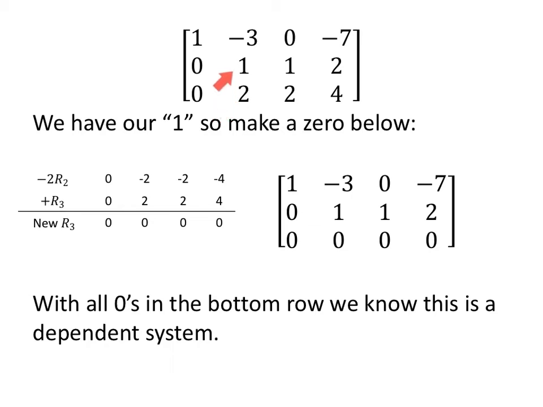So to make a 0, I'm going to multiply this 1 by the opposite. I'm going to multiply by negative 2. Negative 2 times row 2, added to row 3, my new row 3. Notice all zeros in the bottom row.